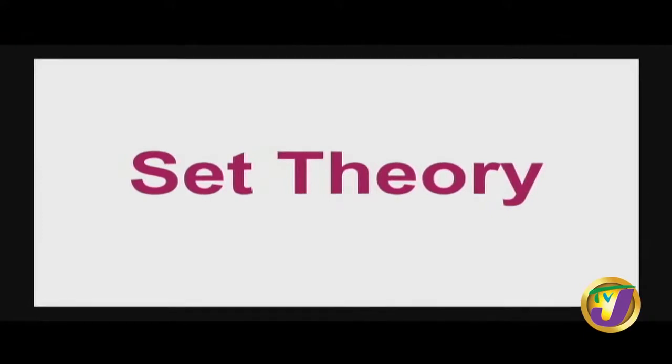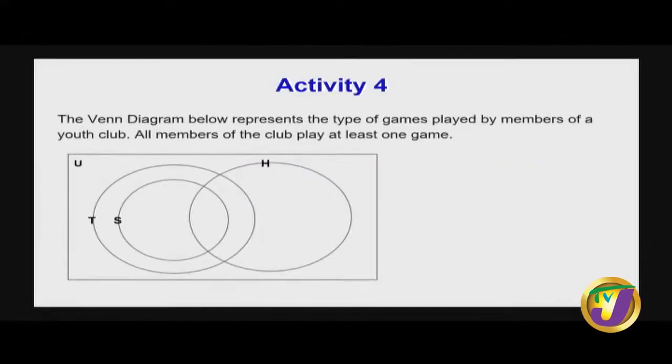Let's look at a question quickly. The Venn diagram below represents the type of games played by members of a youth club. All members of the club play at least 1 game. S represents the set of members who play squash.